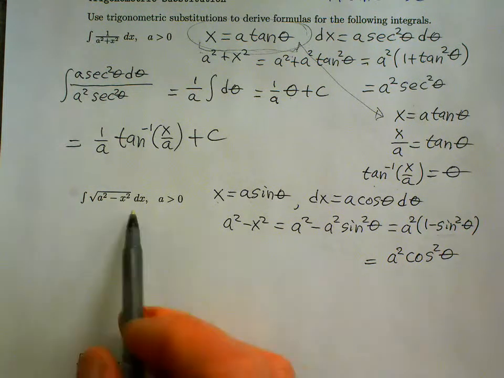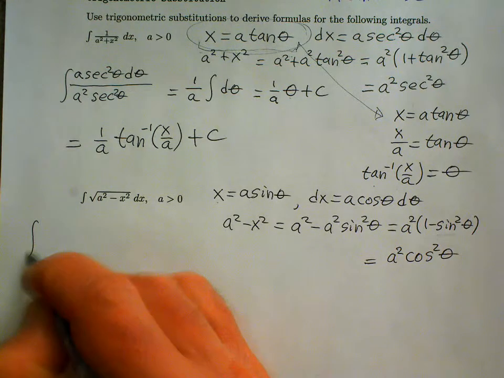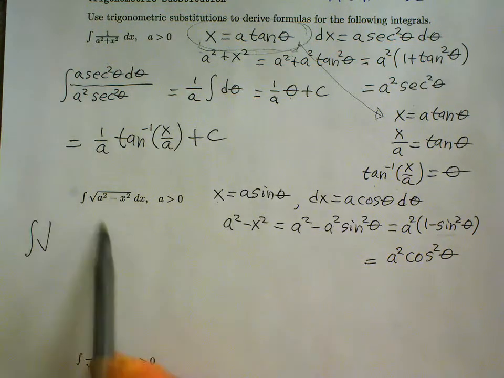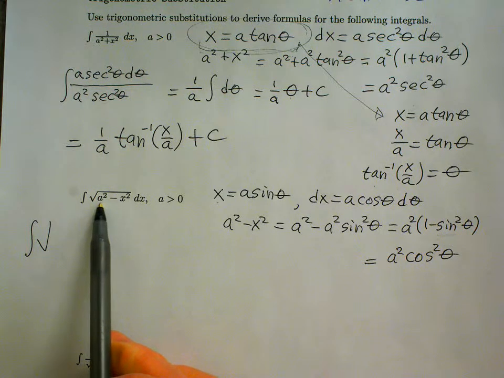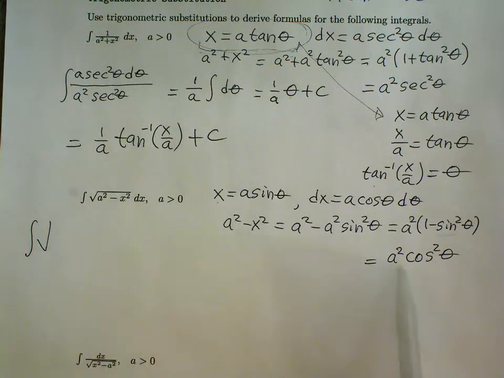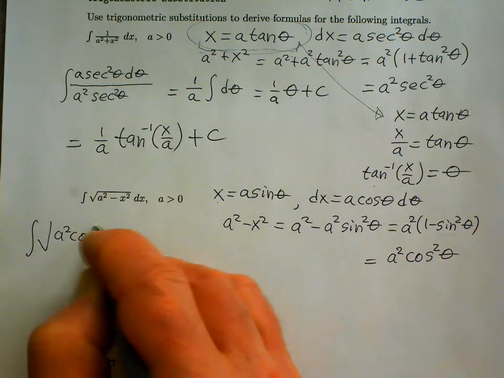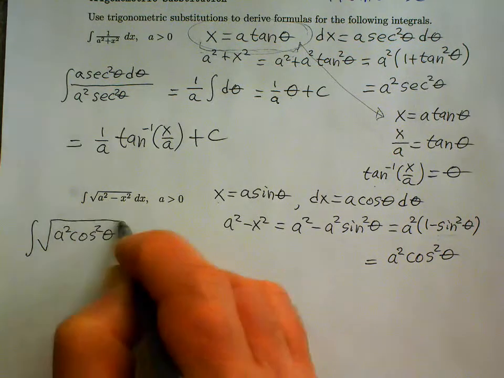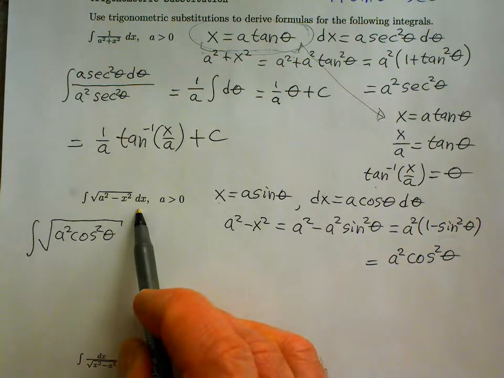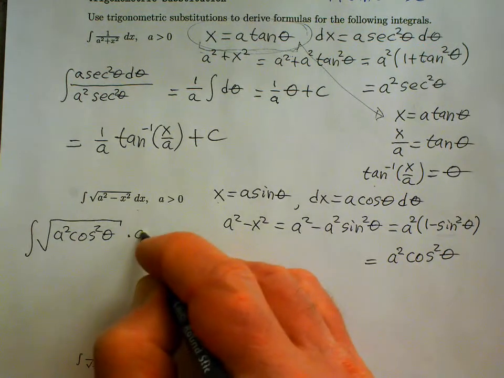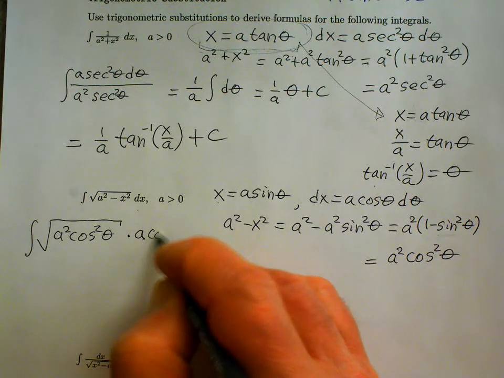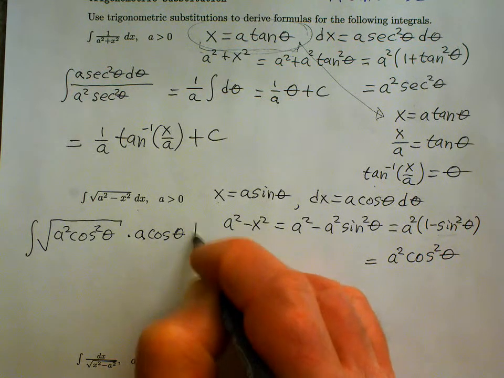Okay, now we make substitutions. We have the square root. Instead of a squared minus x squared, we're going to replace it with a to the second times cosine of theta squared. And then don't forget dx. Dx is a times cosine of theta d theta.